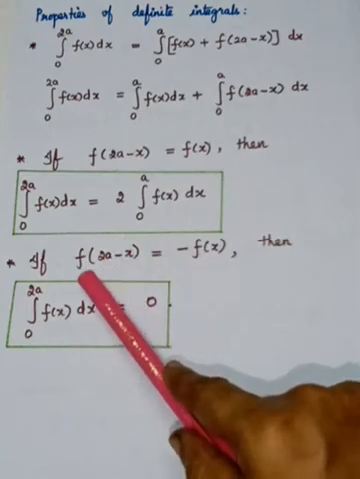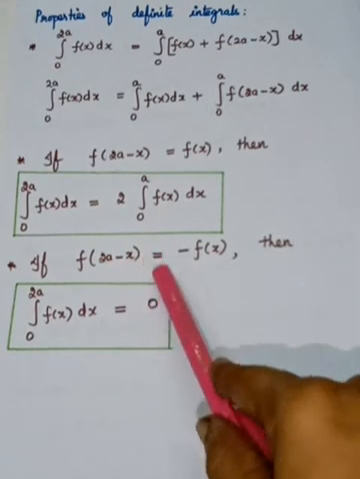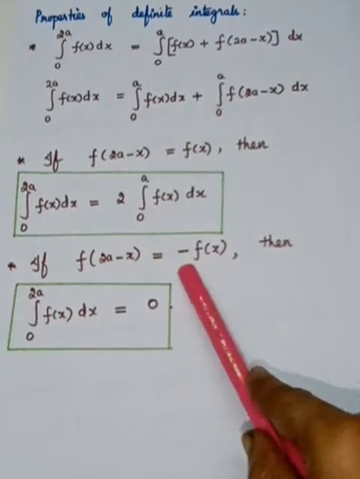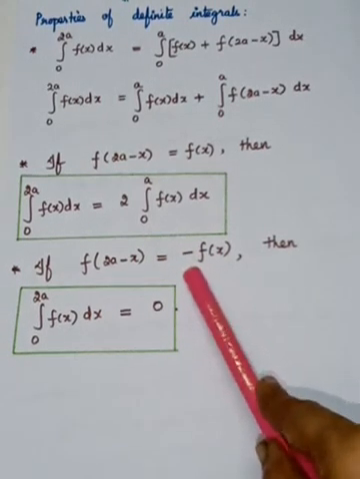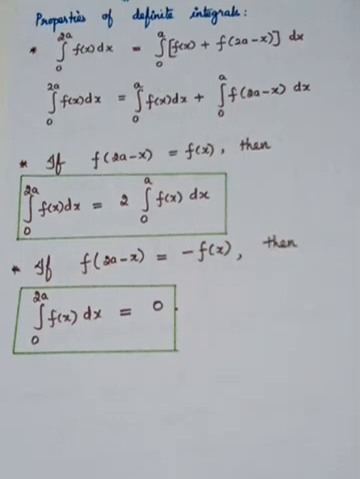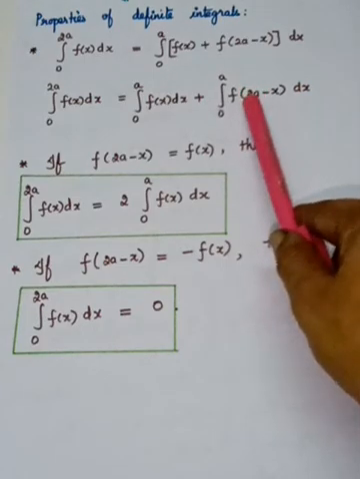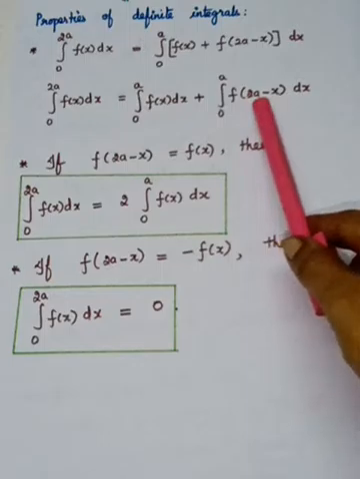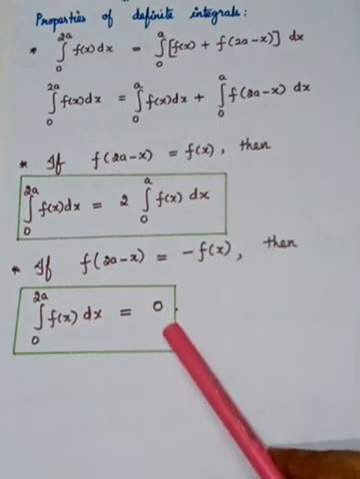The second one, f of 2a minus x is equal to minus f of x means, after replacing x by 2a minus x, you will get minus f of x, that is minus in the front. So what will you write? Minus f of x. Therefore, this and this integral get cancelled. So the answer is 0.